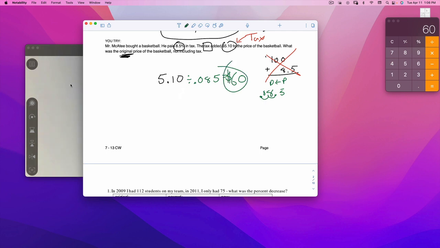Expensive basketball, but you gotta pay a lot if you want to have game or whatever that saying is.